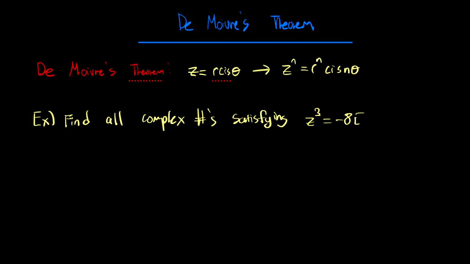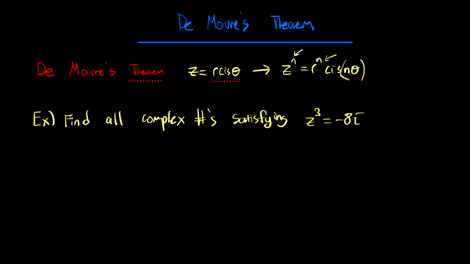But yeah, this theorem is saying that if we have this complex number in polar form, so z equals r cis theta, then if you were to put an nth power onto z, this is how the n applies to the right side.